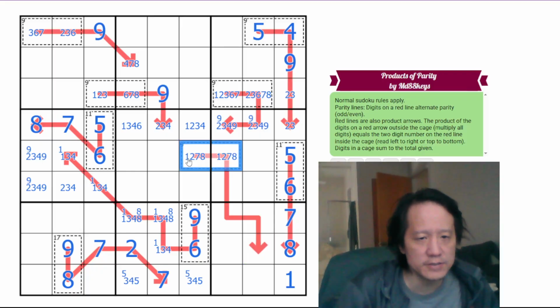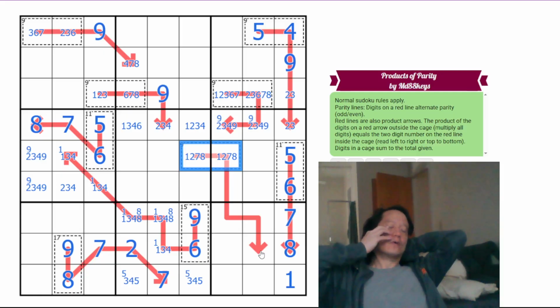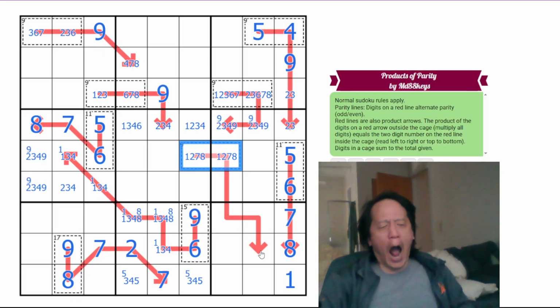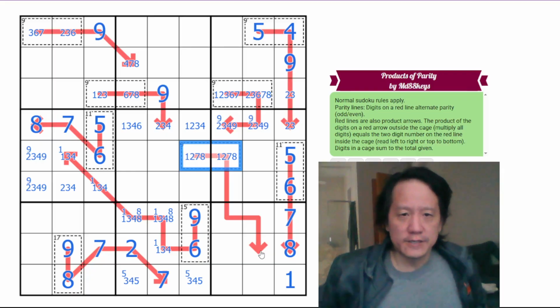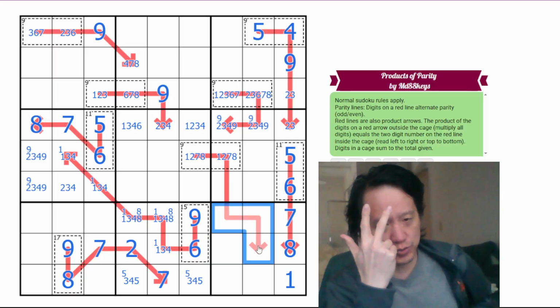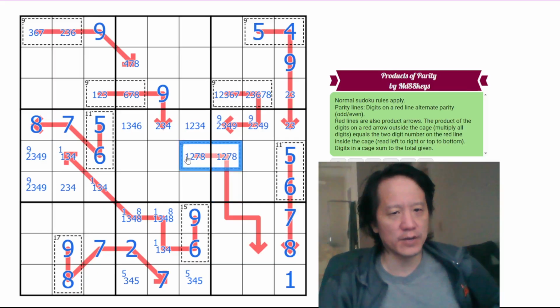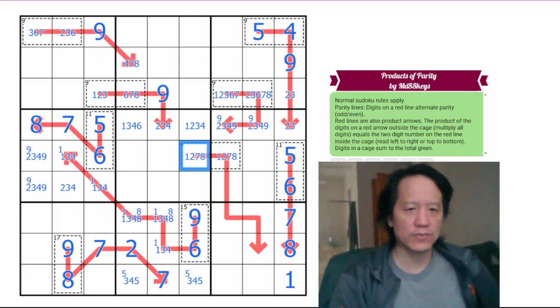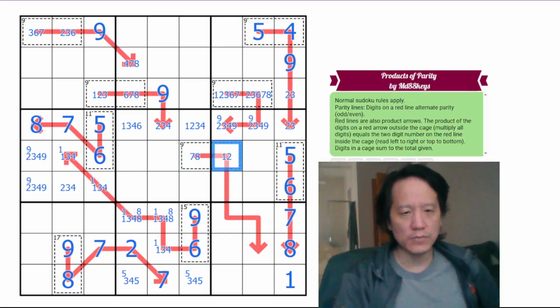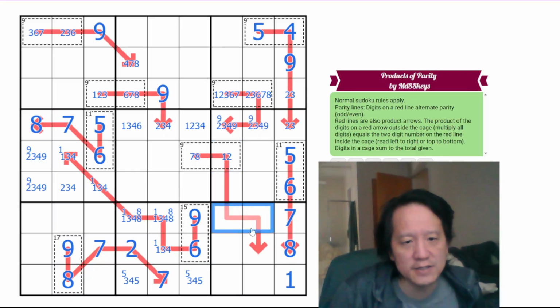This cannot be 18. Can it be 27? I think the answer to that is no. If it's 18, the minimum of these 3 digits is 2 times 3 times 4, which is 24. And then you multiply by some other digit, it can't be 18 or 27. So it has to be 81 or 72. Well, this cannot contain a 9, and these can't be 9.